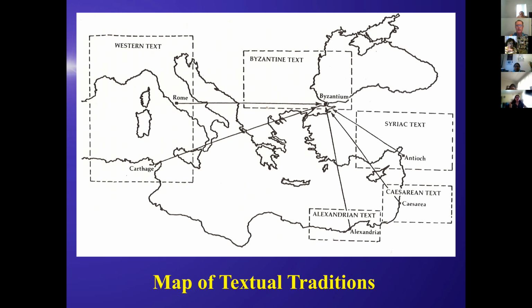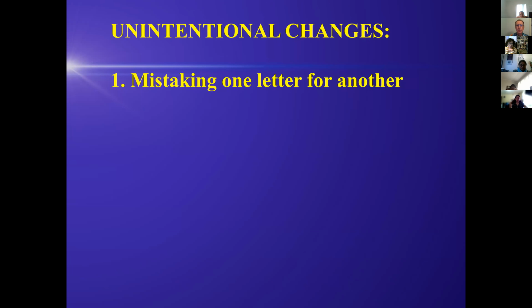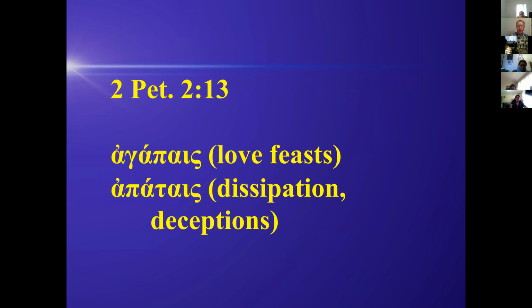Now, the important thing for us is that when manuscripts were copied, errors crept in. And they are of two different kinds. One is unintentional changes, mistaking one letter for another. For example, in 2 Peter 2:13, is the word agapais, meaning love feast, from agape, or is it apatais, meaning dissipation or deceptions? If you go to the English translations, some of them go with agapais, some go with apatais. So it's not uniform there. There's disagreement on which is the original.